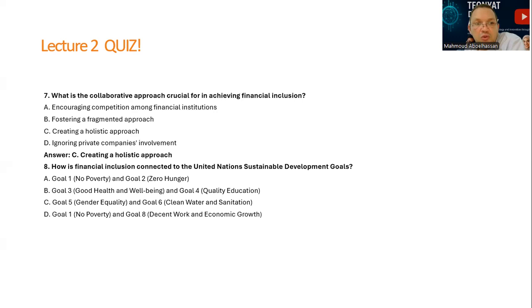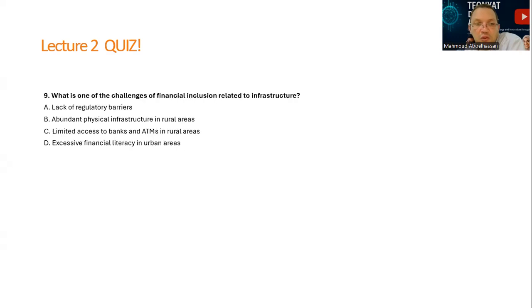How is financial inclusion connected to the United Nations Sustainable Development Goals? Goal number 1, no poverty; good health and well-being; gender equality. Goal number 1 is no poverty and goal 2 is zero hunger, and goal 8 is decent work and economic growth. So the right answer is D.